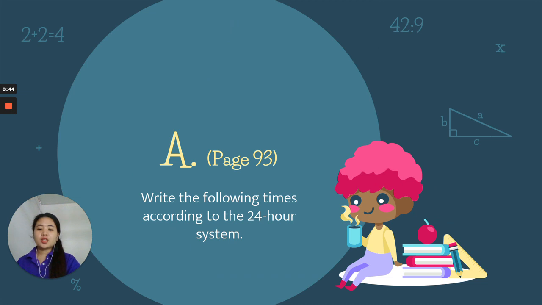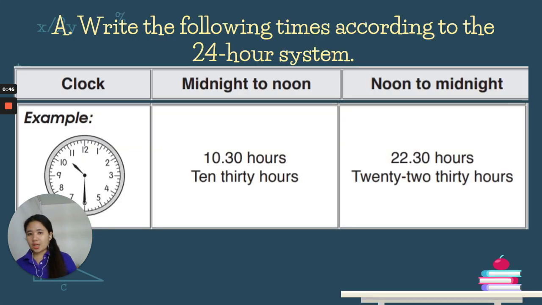Okay, let's start. Page 93, letter A. Write the following times according to the 24-hour system. So letter A and letter B. So we have to write the time in words and in numbers. Okay, so that is for the 24-hour system. Then on letter B, that is the 12-hour system. So let's have an example first.